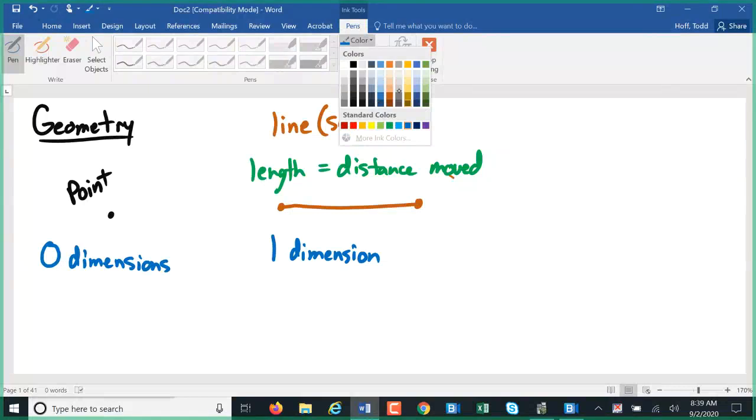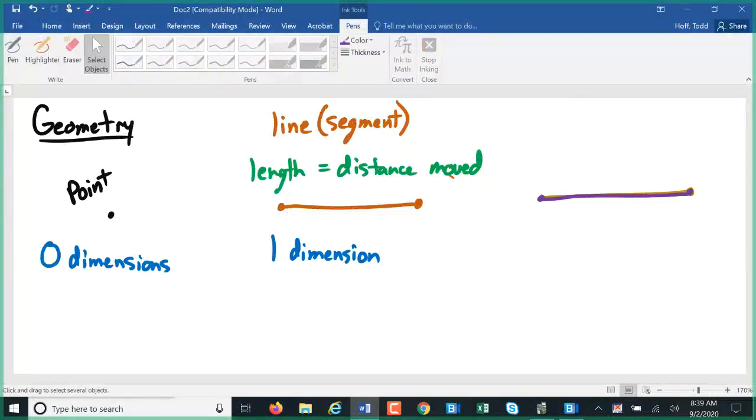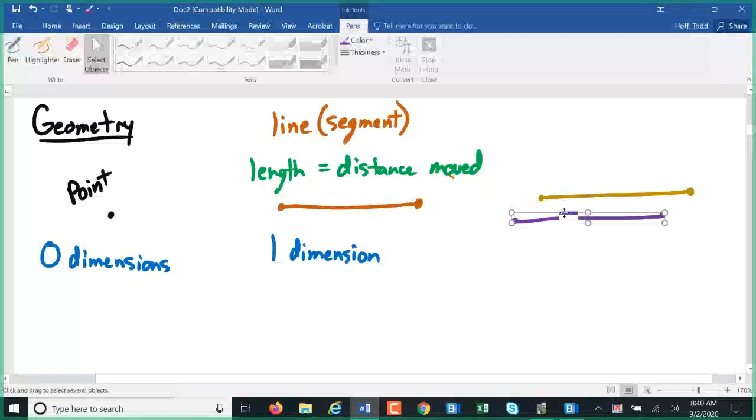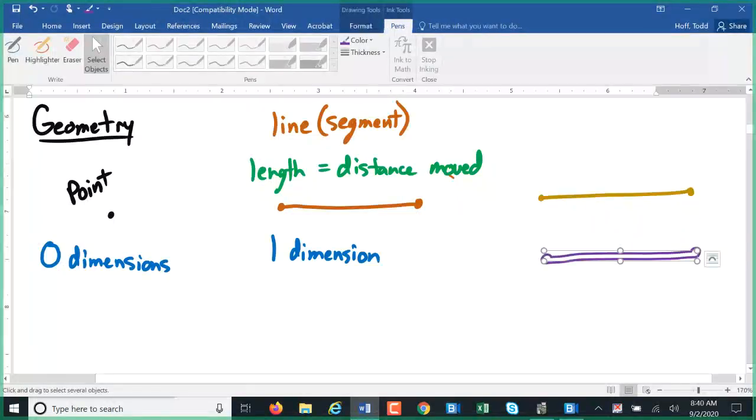Well, next, I can take that segment and I can move it in a second direction. Now, it has to be a second unique direction, which means if I move it like this, I'm still moving it partially in the same direction as I moved the original point. So the only unique direction is to go like this.